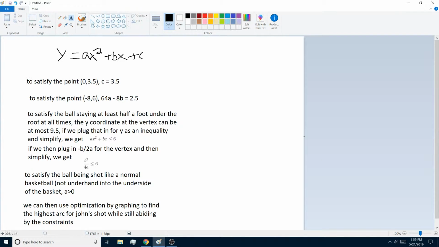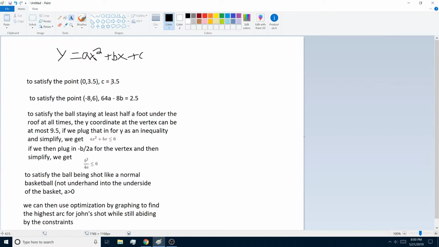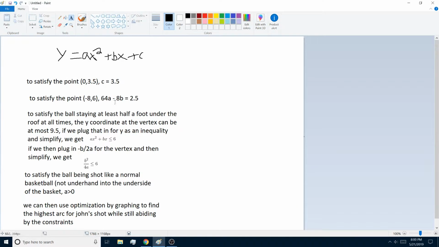So to satisfy the point (0, 3.5), C has to be 3.5. Now what that means is, this point is where John is shooting from, see, because he's 3.5 feet tall. So the ball has to start right there. So to satisfy the point (-8, 6), 64A minus 8B has to equal 2.5. Now what that means is, (-8, 6) is where the hoop is, so the ball has to end up in the hoop. So if we plug -8 in for the x and 6 in for the y, we can simplify and get this equation.